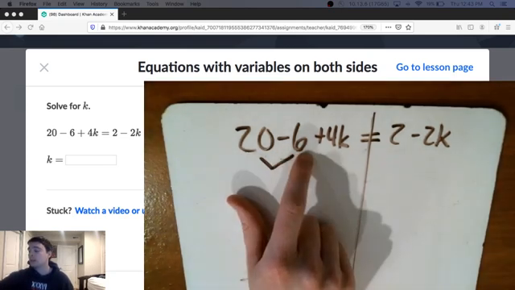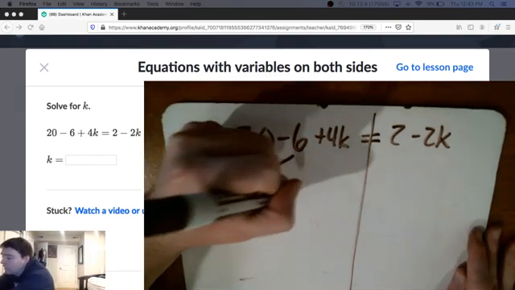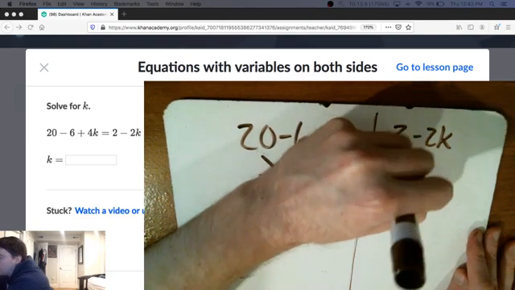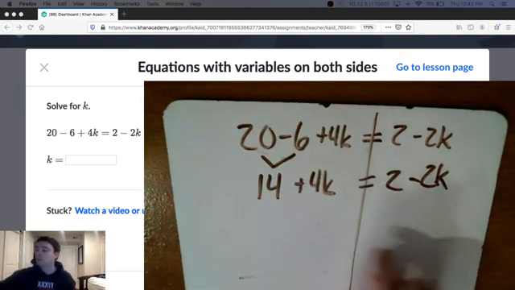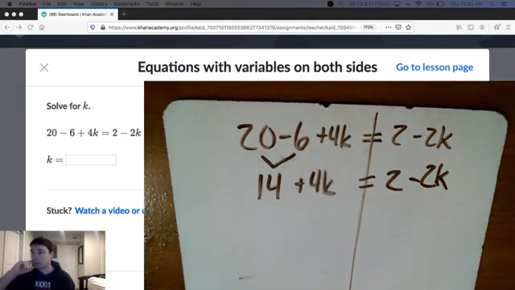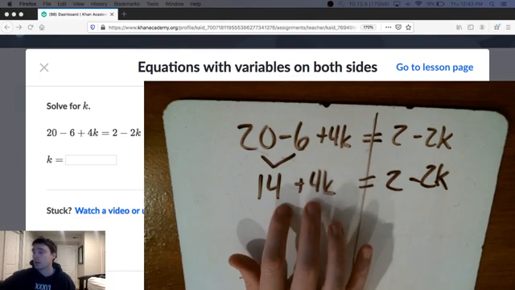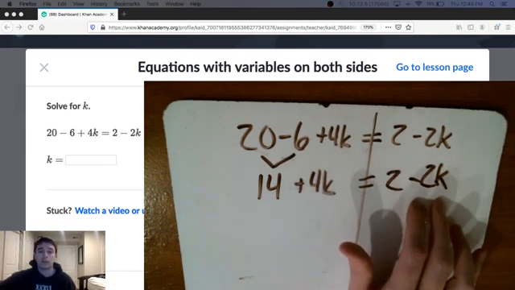20 minus 6, two regular numbers that are both on the left side of the equation, would combine to make 14. So this does not have to be your first step, but for me, I think it makes the most sense here to simplify, to combine the 20 and the negative 6. So now I have 14 plus 4k on the left side of my equation needs to be equal in value to 2 minus 2k on the right side of the equation.